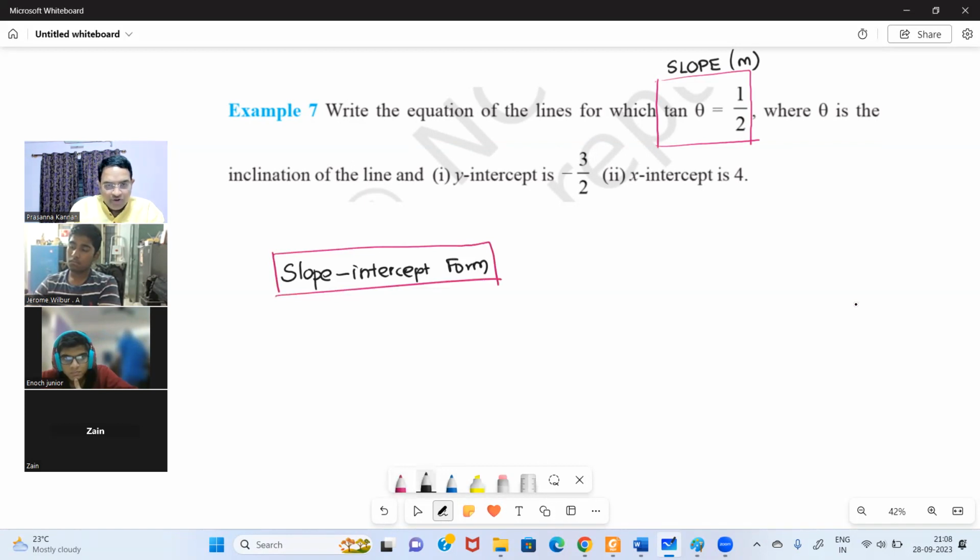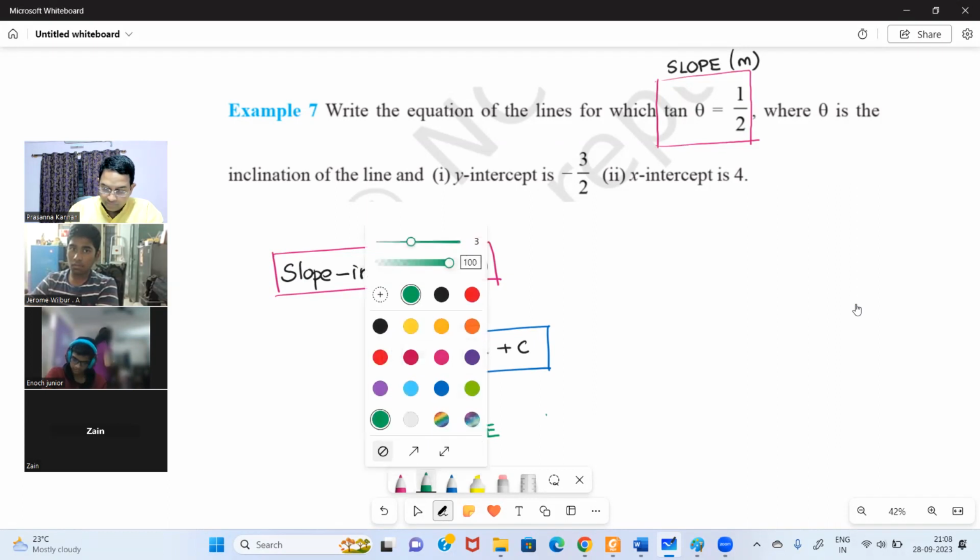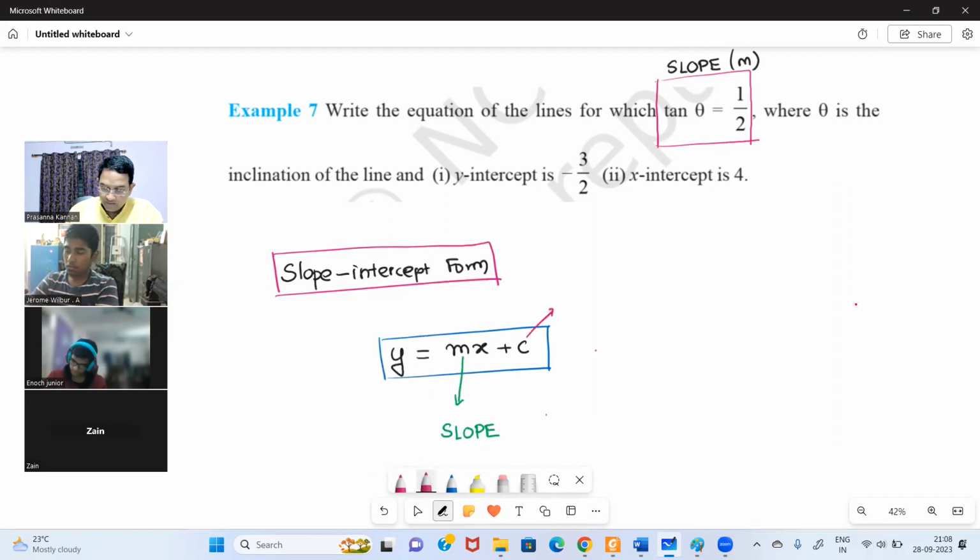I've been telling you frequently, whenever I ask you equation of a straight line, you give this. Yes or no? Good. So, time to apply that part. So, what is m, Enoch? m is called the slope. And what is c? It is something called y-intercept.